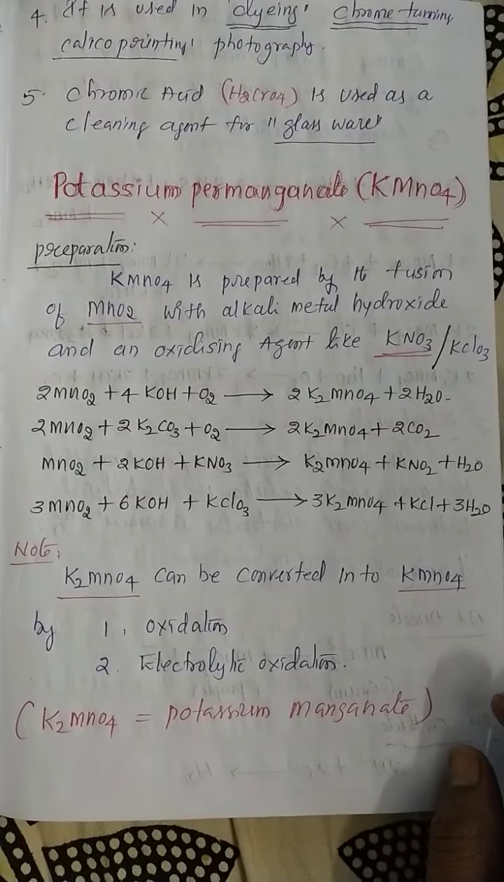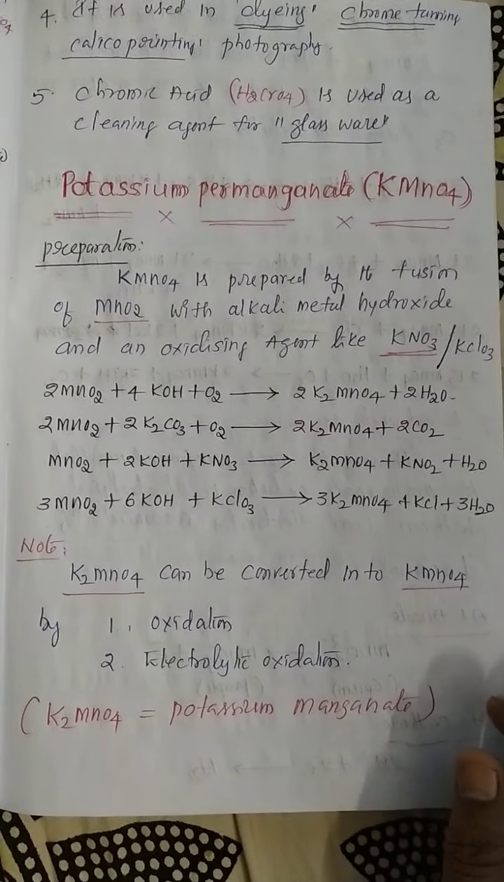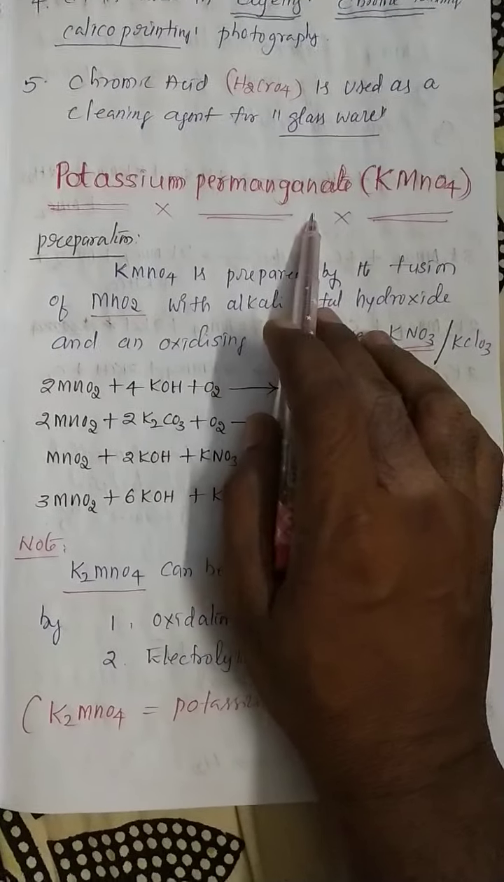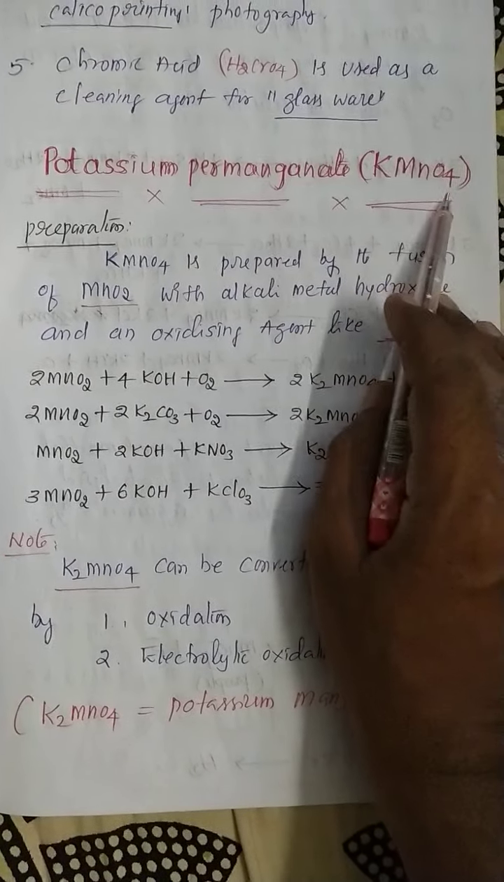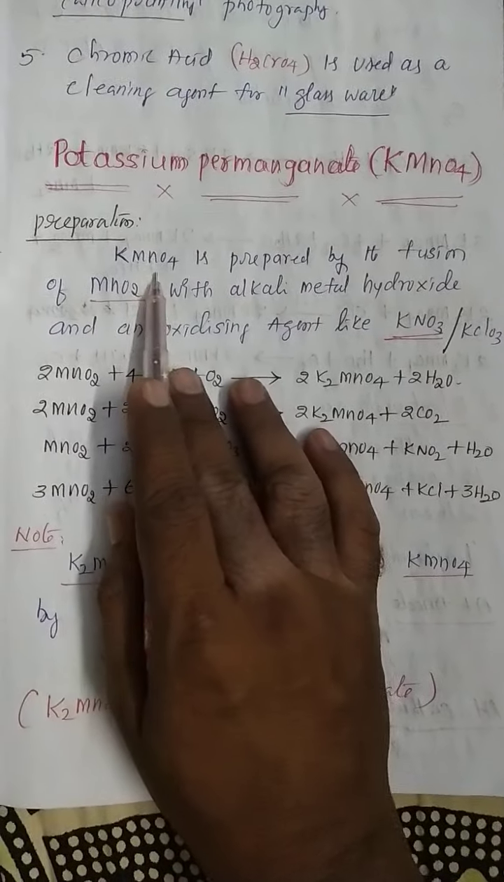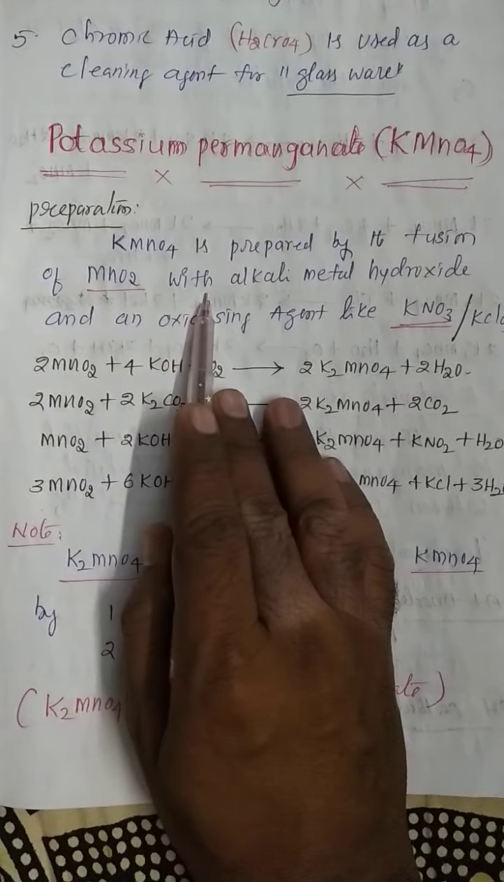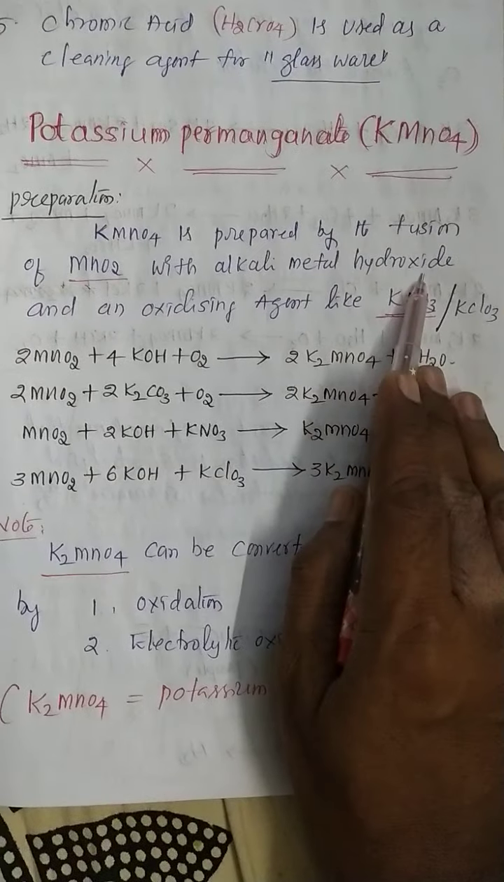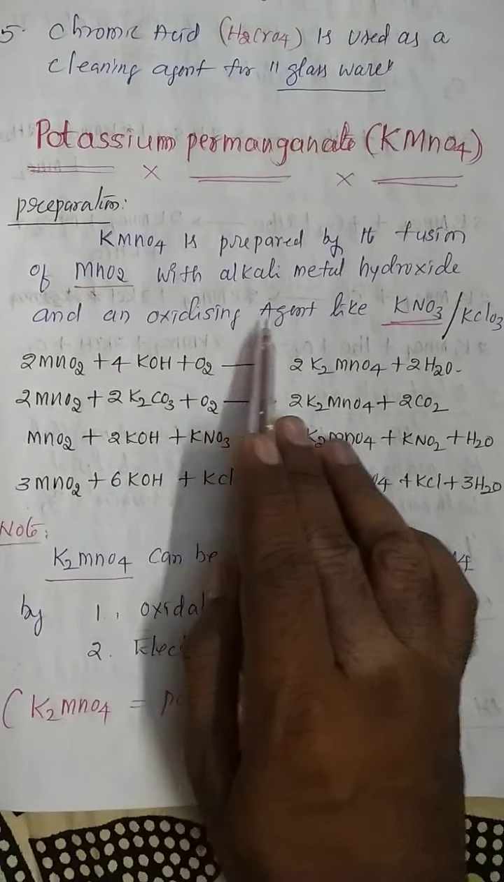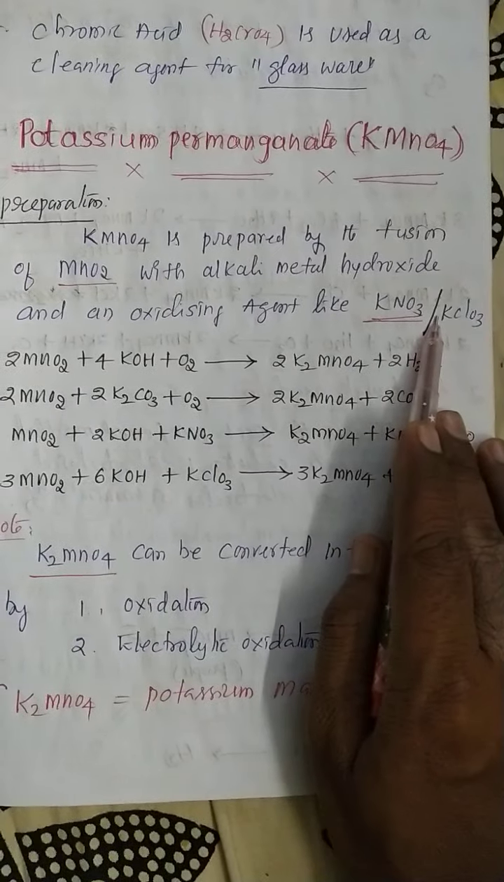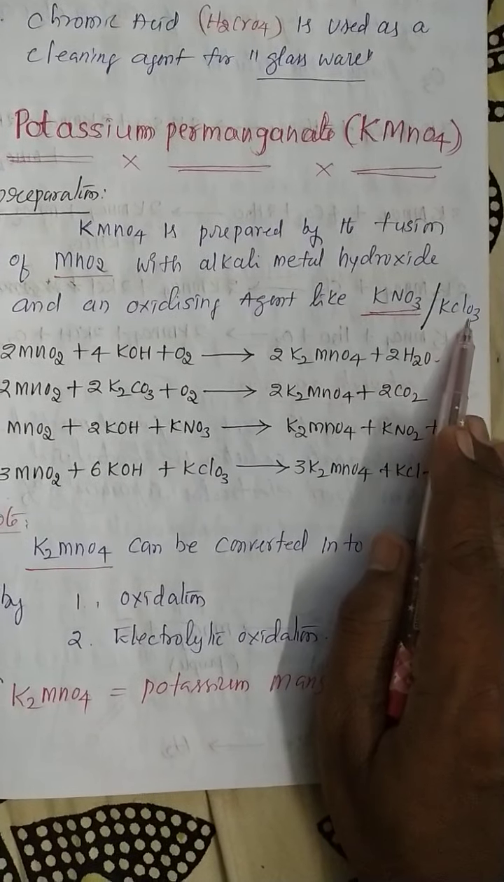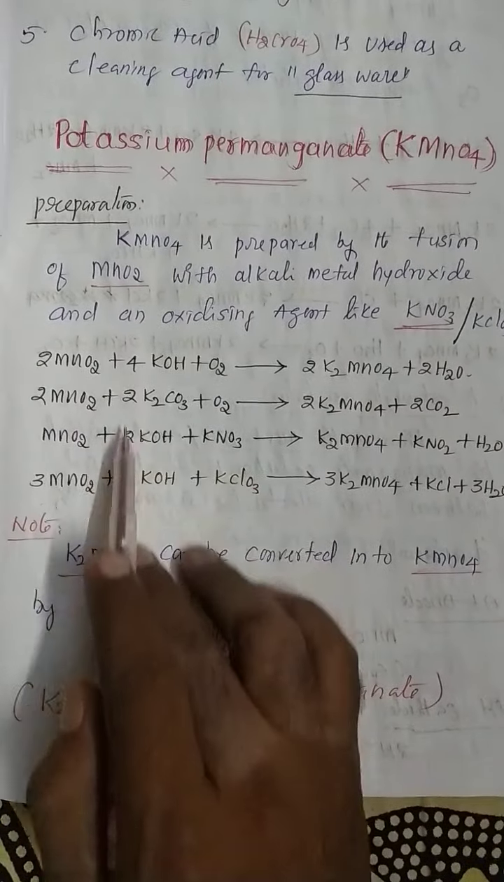Students, another important compound from the d-block elements is potassium permanganate, KMnO4. See preparation. KMnO4 is prepared by the fusion of MnO2 with alkali metal hydroxides and an oxidizing agent like KNO3, potassium nitrate, or potassium chloride. So these are the preparation methods.